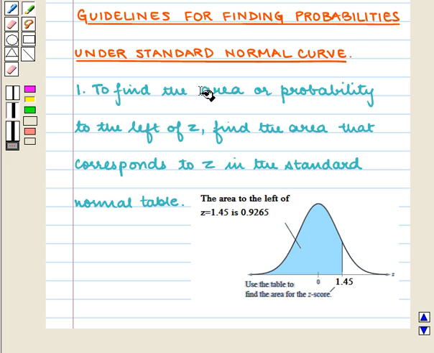So here are some guidelines for finding probabilities under standard normal curve. To find the area or probability to the left of z, find the area that corresponds to z in the standard normal table. Like in the above example, the area to the left of z equal to 1.45 is 0.9265, which is shown in the area shaded.